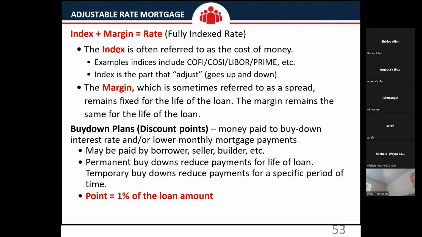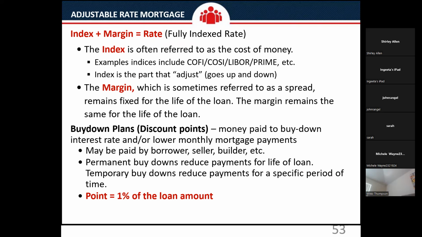Examples include COFI, COSI. LIBOR has been changed. Make a note, I didn't catch that. I thought I did. LIBOR has been changed to SOFR. Hopefully the test has changed them as well. SOFR is the secured overnight financing rate. LIBOR is now SOFR, secured overnight financing rate. It's another one of the indices that banks use to get their money.